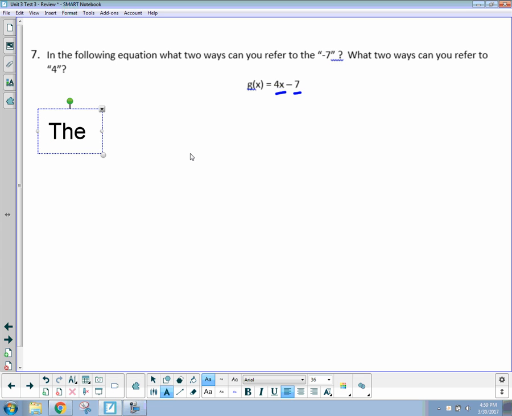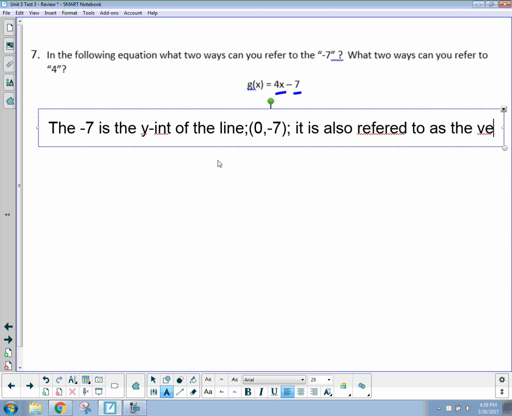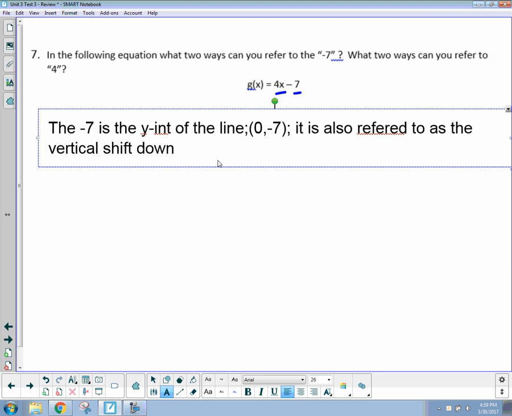We're going to say the negative 7 is the y-intercept of the line. And remember, that's going to be (0, negative 7). That would be its coordinates. It is also referred to as the vertical shift down 7 units.